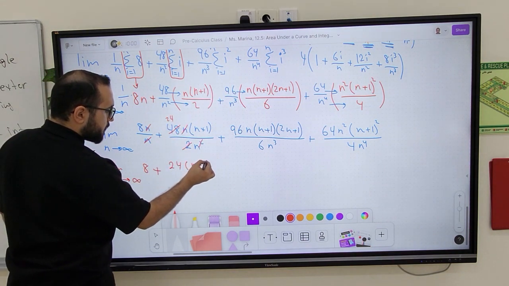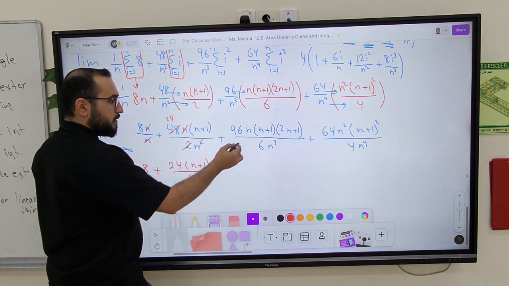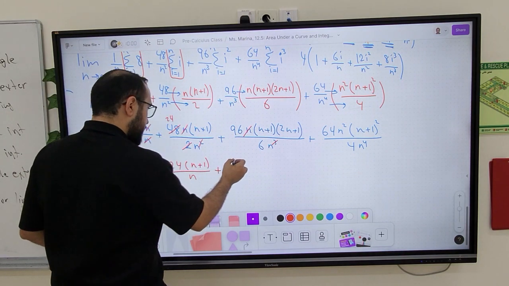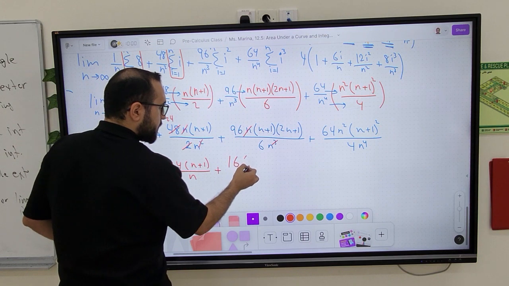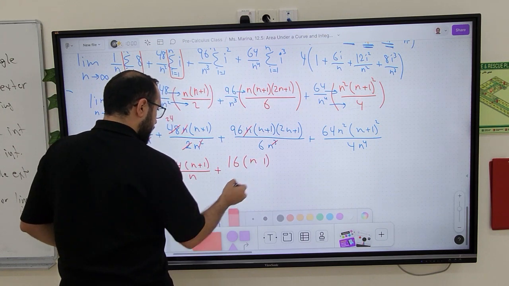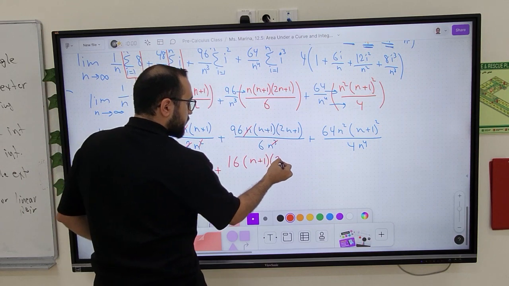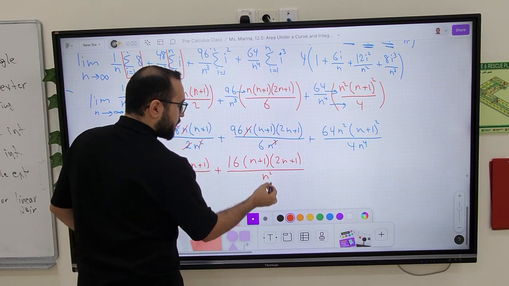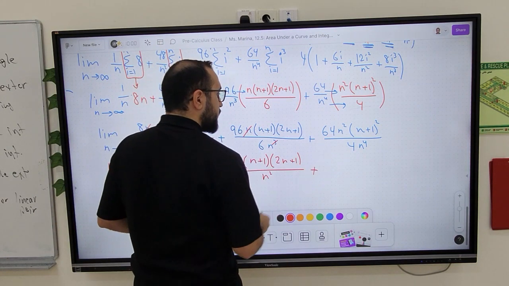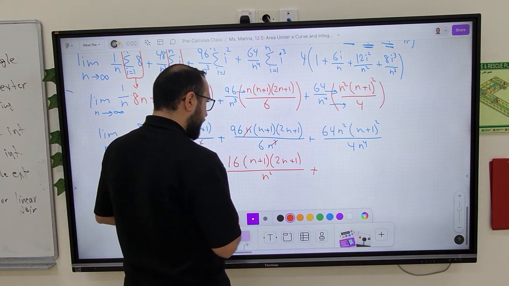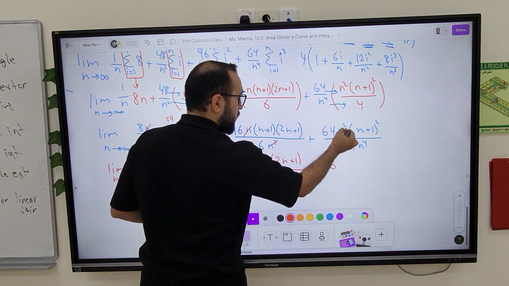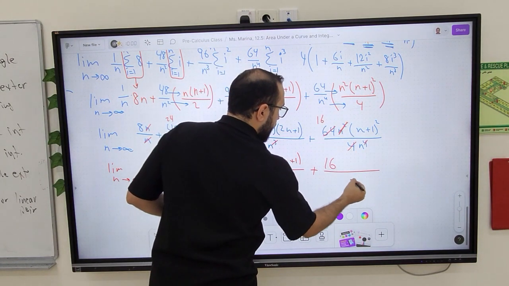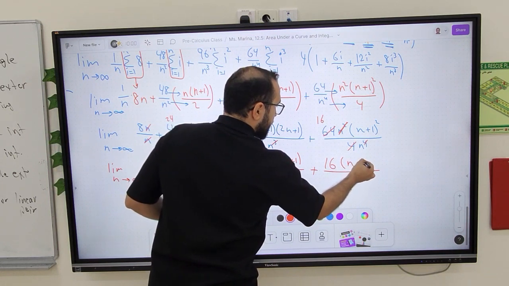n plus 1 over n plus. We cancel the n with the n cubed. Okay? 96 divided by 6 is equal to 16. So 16 times (n plus 1)(2n plus 1), all of that over n to the power of 2, plus 64 divided by 4, which is also 16, so this one cancels 16, and 2n with 4n, so it remains only n to the power of 2, (n plus 1) to the power of 2.